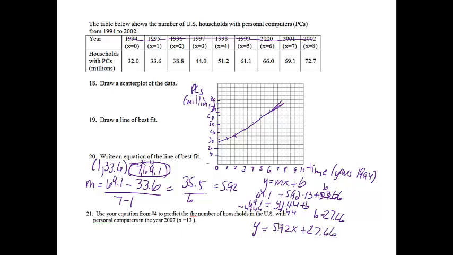And then from here, so we found the equation of our line, and then it says to use your equation to predict the number of households in the U.S. with personal computers in the year 2007, which is at x equals 13. So now all I need to do is plug 13 into my equation. Okay, and when I do that, I will get 104.62, and that's not how many computers, that's how many millions. So it's 104.62 million. One thing I would strongly encourage you to do on this problem is use your calculator, and you'll be able to see if your line is a good fit or not.